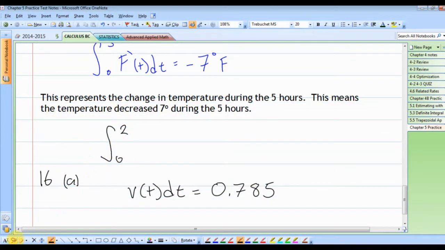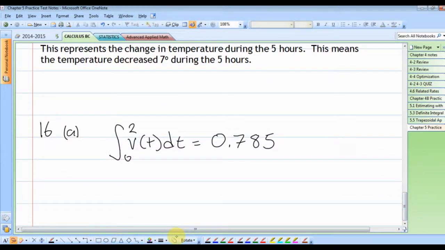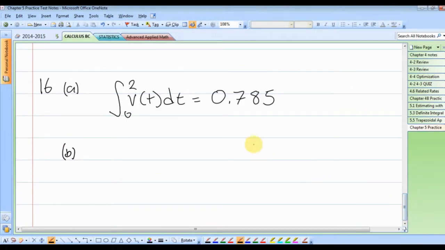That's better. Okay, letter B. Write an integral expression that gives the position at 2. Okay, here's your integral. Do you remember the antiderivative of velocity?